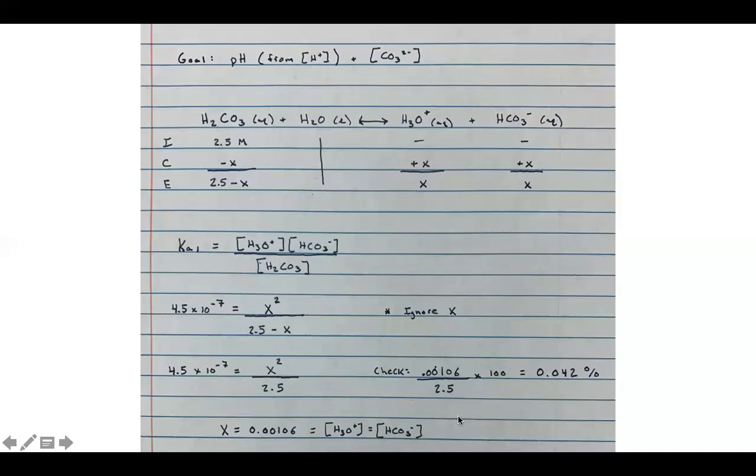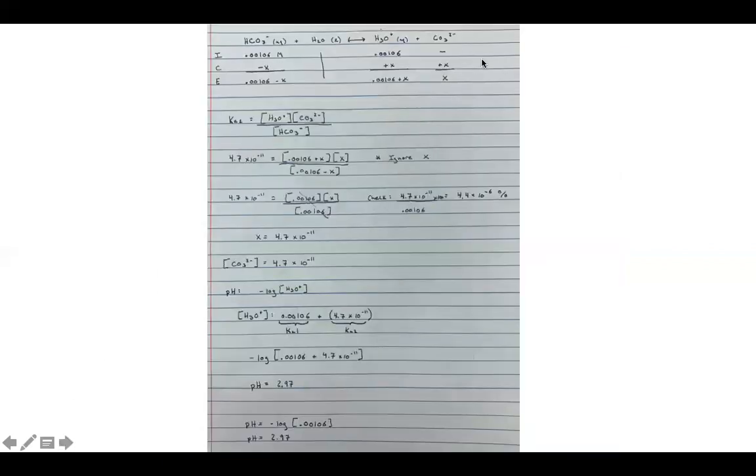Now that we know these equilibrium values, we are going to turn our attention to the second equilibrium occurring. Okay, so as you can see at the top, I'm going to write out my second equilibrium. So now I'm going to react bicarbonate with water to produce hydronium and carbonate. And again, I'm going to write ICE down the side. Now here, we actually have multiple initial concentrations, right? We can see in our equation that we have bicarbonate and hydronium, H3O+.